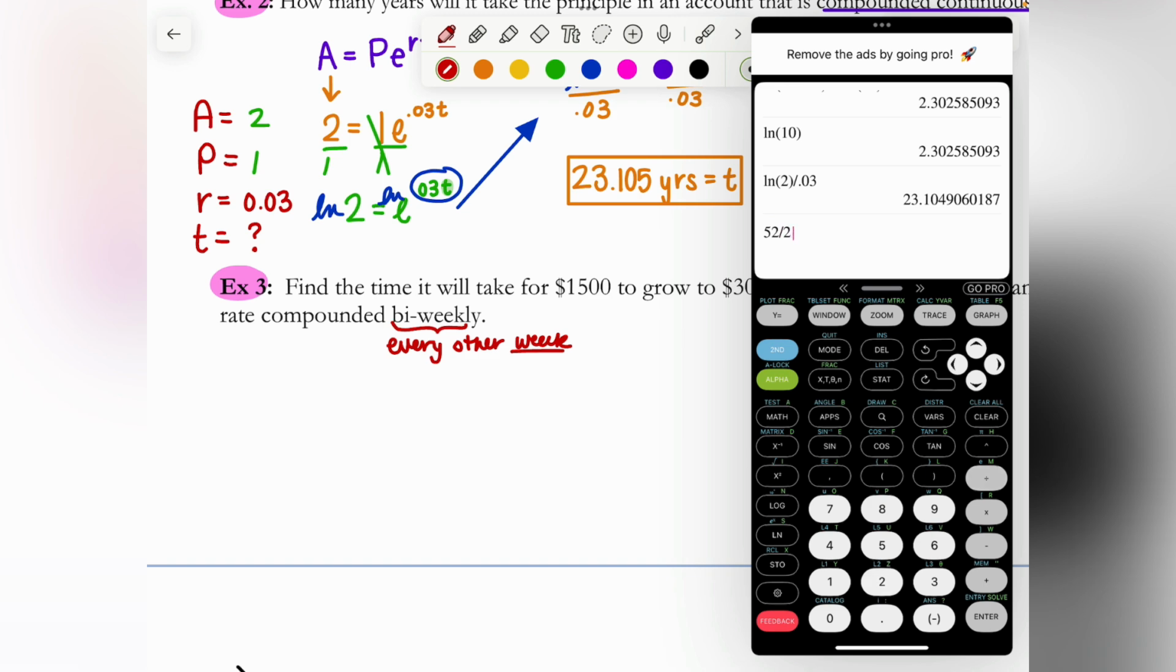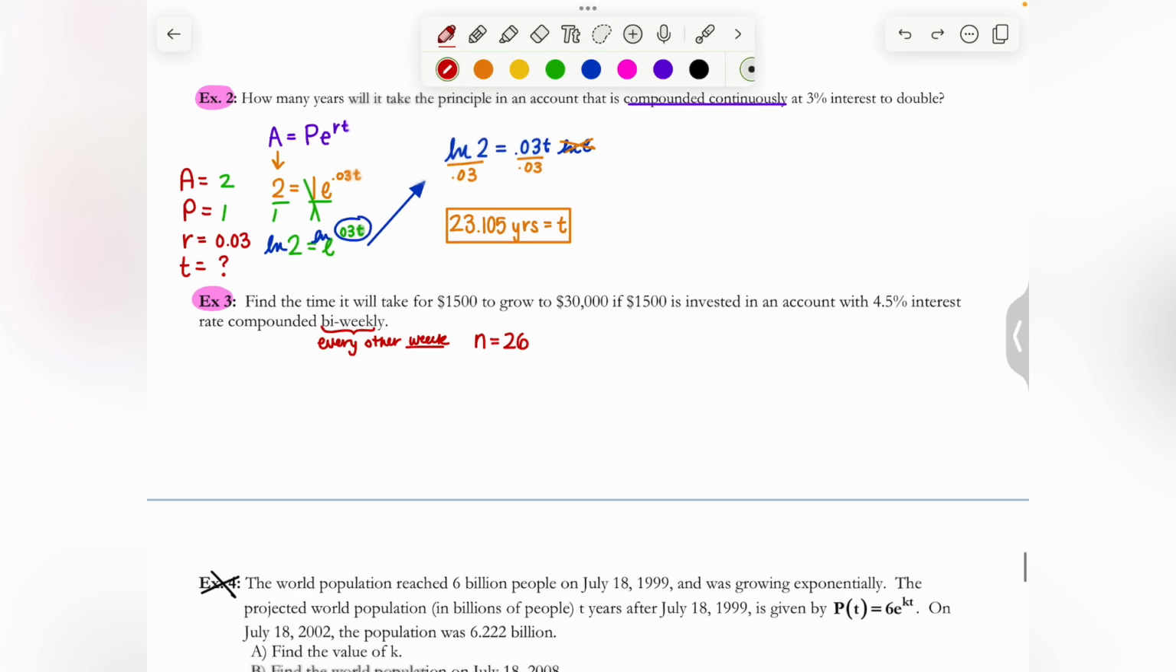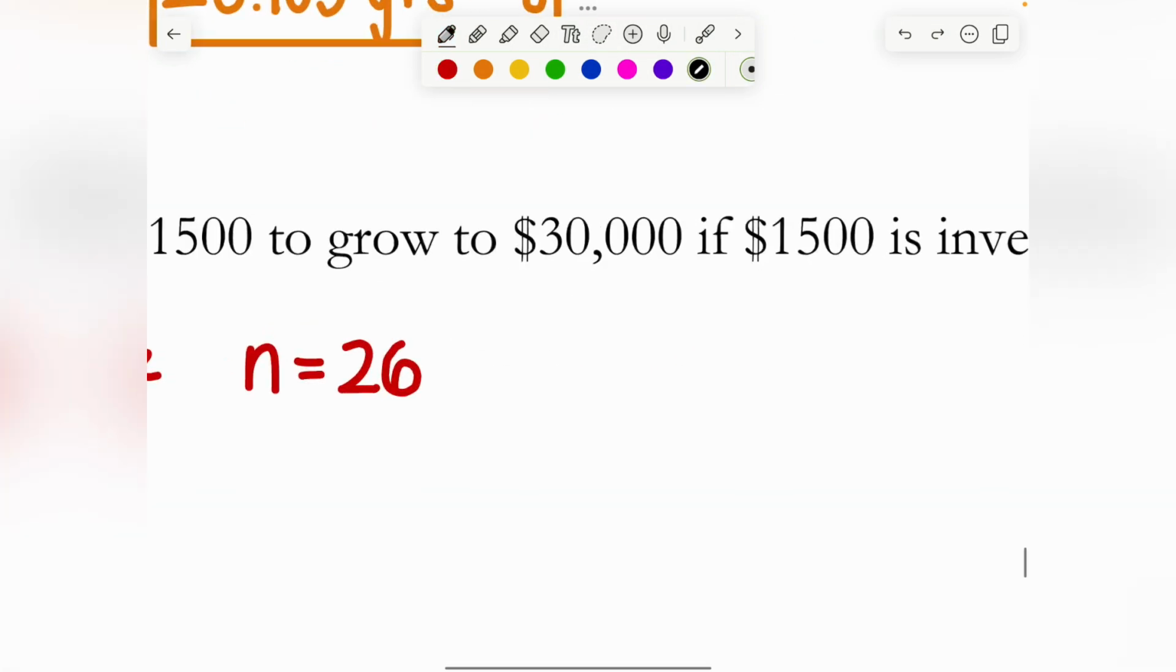52 weeks in a year divided by 2 is going to be 26. So the n is going to be 26 in this problem. All right, so we have the apparent formula.